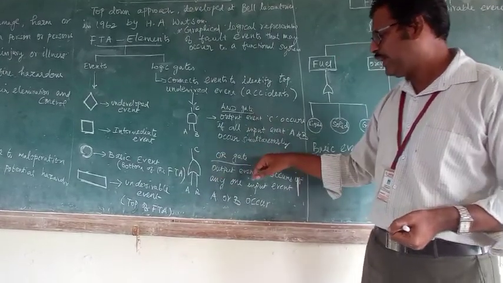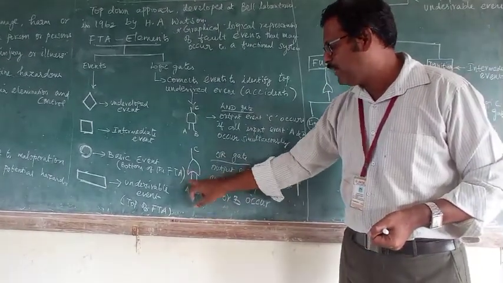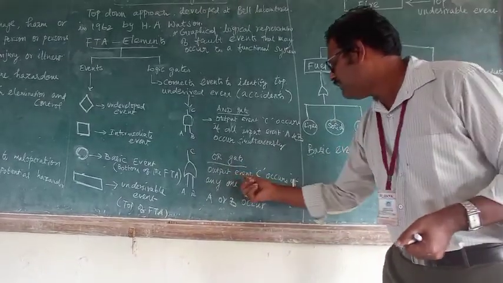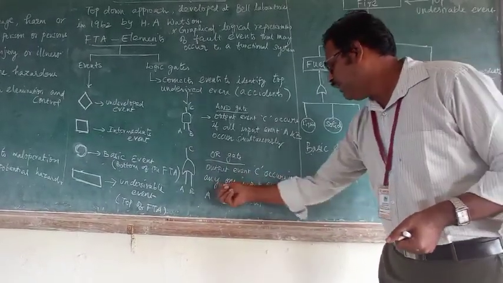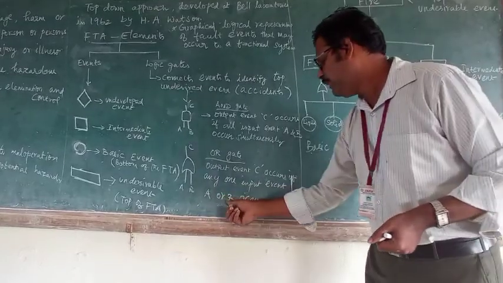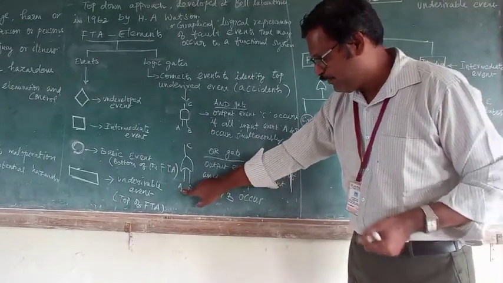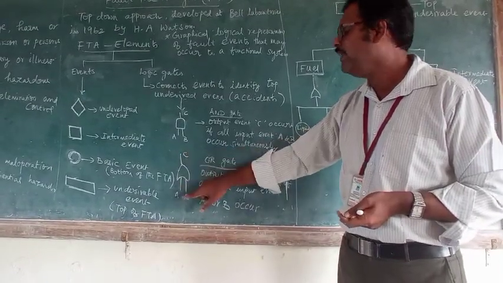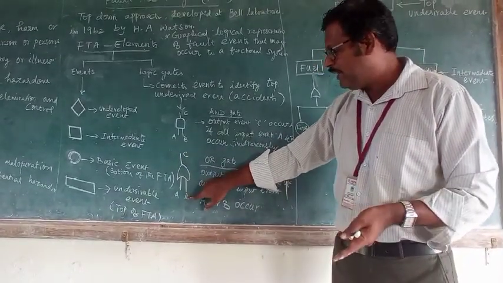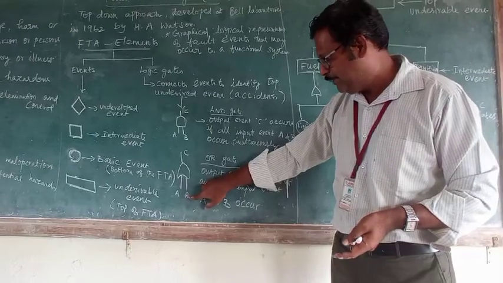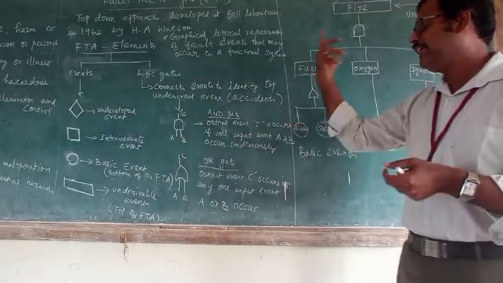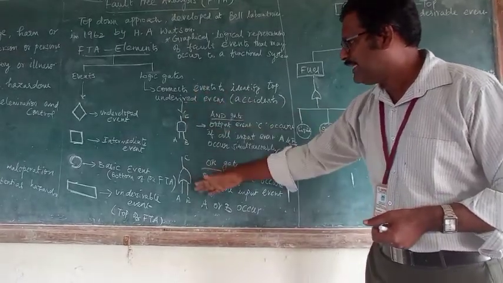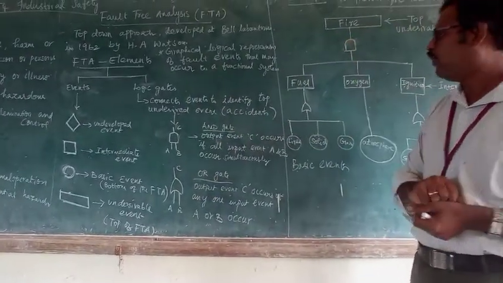And the second is the OR gate. Here also the input has two events, A and B, and the output event is C. The output event C occurs if any one of the input events A or B occurs. So if you have event A, then the output event C is going to be there, or if you have input event B, then also event C will occur. These are the two basic logic gates used in fault tree analysis.